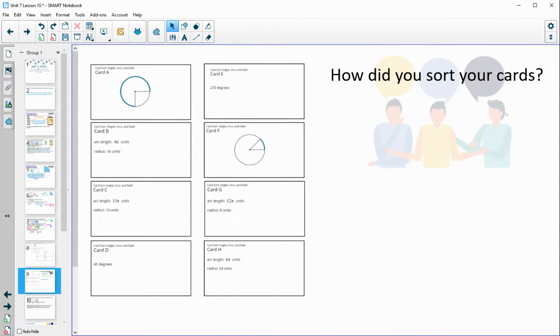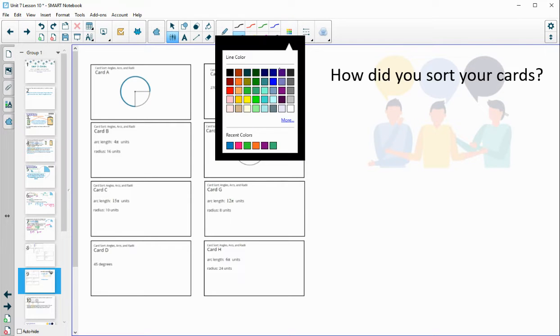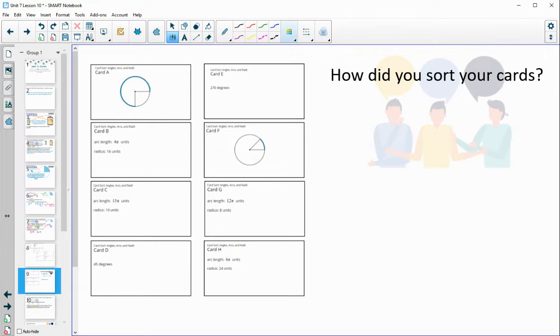All right, now that you've sorted a few different cards and come up with some different categories, let's take a look at one of the categories you might have come up with. Again, you came up with quite a few different categories. I'm just going to focus on one in this video. So let's take a look at card E.